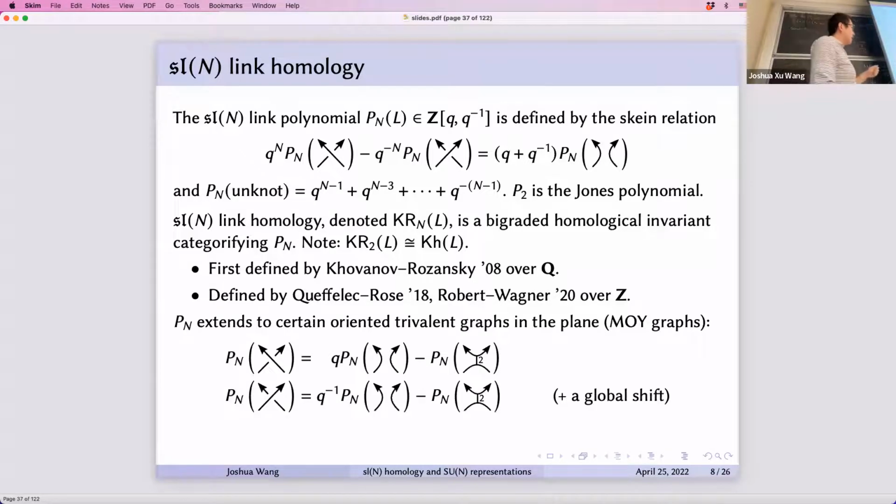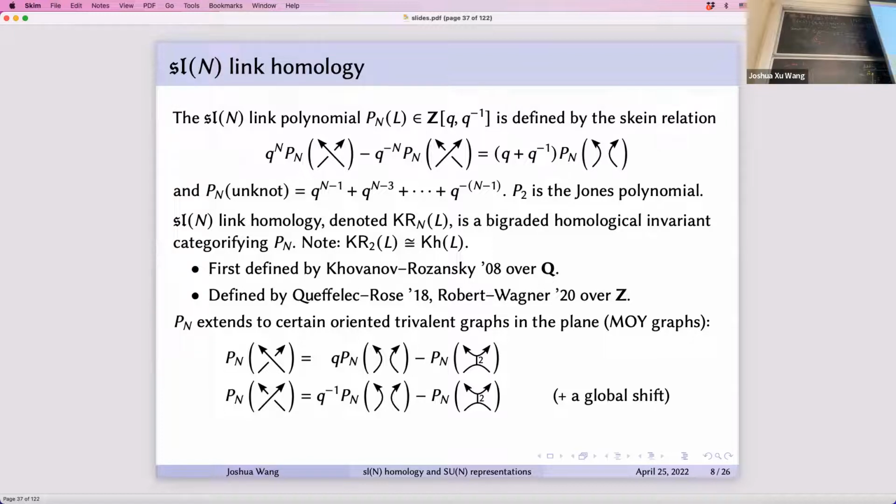Okay, and I want to say a little bit about how it's defined. And to do that, first I'll tell you about something at the classical level about the polynomials. It's that this polynomial, which is defined for links, you can actually define it for certain trivalent graphs in the plane. And I'll say more about what those trivalent graphs are. But there's some collection of trivalent graphs for which this polynomial is defined.